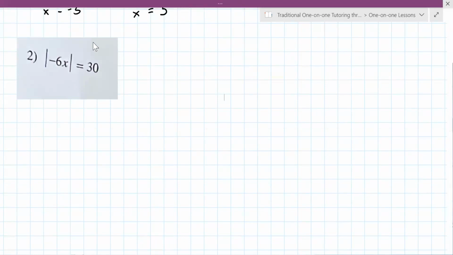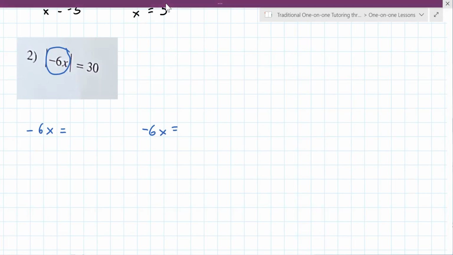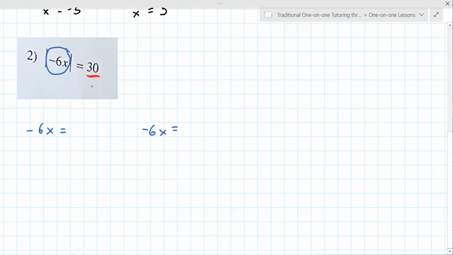I mentioned this many times. You're going to take what's here, this minus 6x, and you're going to write it here, and you're going to write it over here. Whatever is inside the absolute value, you're going to write in both places. This 30, in one case, it's positive. You just keep it as is, but in the other, you negate it. So it becomes negative 30. Do you see that? In one case, it's positive. In one case, it's negative.